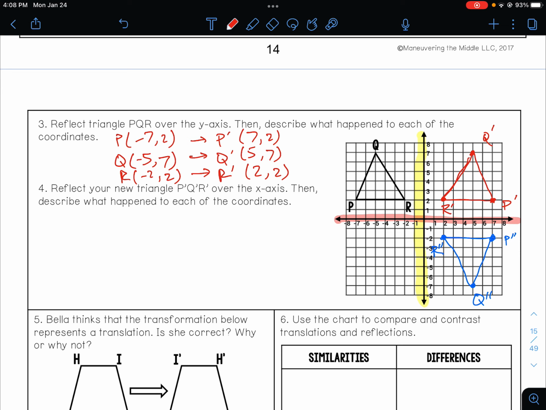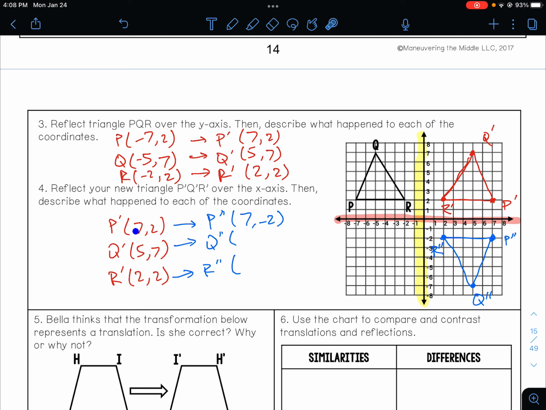So what happened to each of the coordinates? Well, my P prime was 7, 2. My Q prime was 5, 7. And my R prime was 2, 2. What happens to my new ones? P double prime, Q double prime, and R double prime. This is basically 2 apostrophes. Well, P double prime goes from 7, 2 to 7, -2.